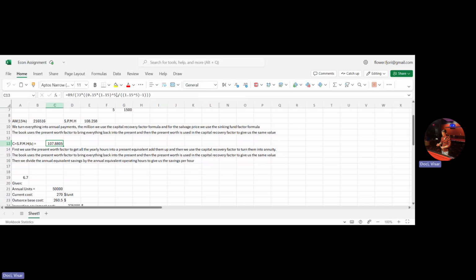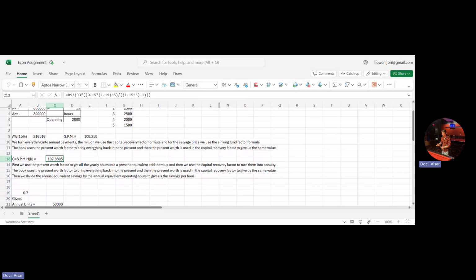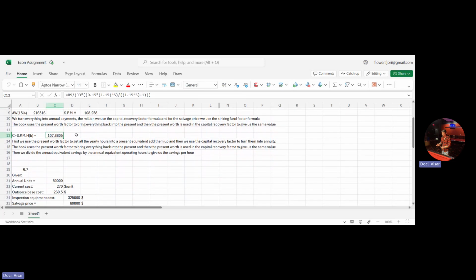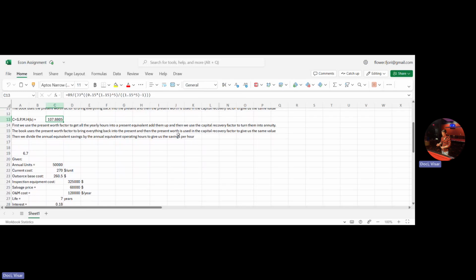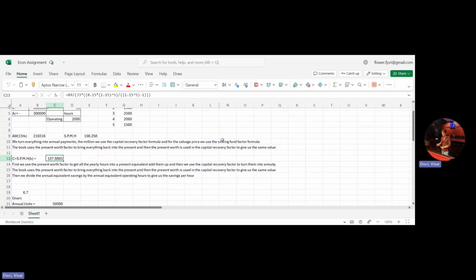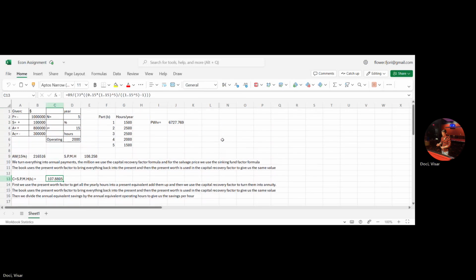And here's the formula that I used. I apologize for reading the numbers; I have a hard time reading them in English sometimes. But yeah, that's about it for the 6.5 example.